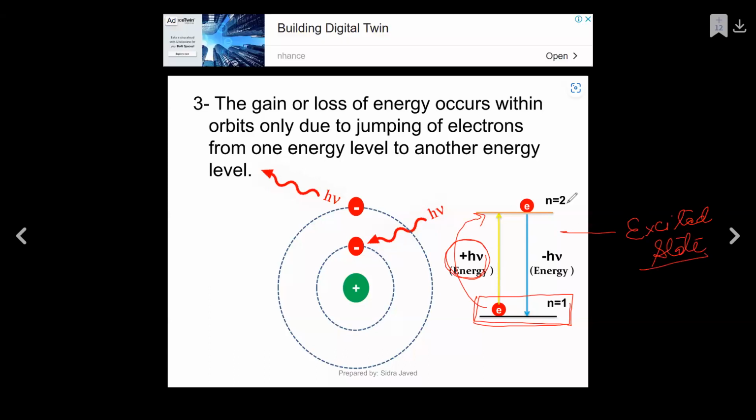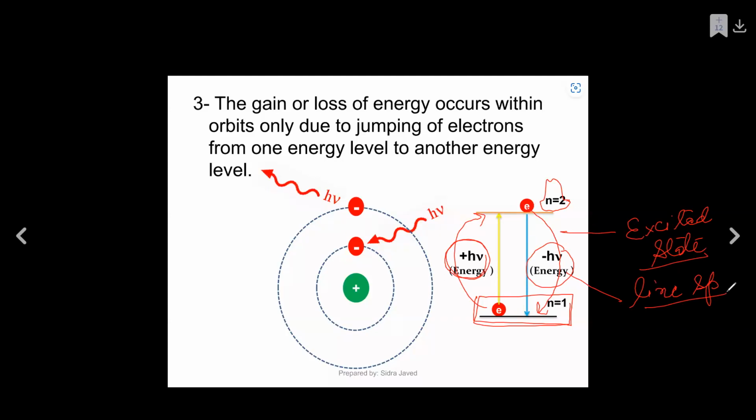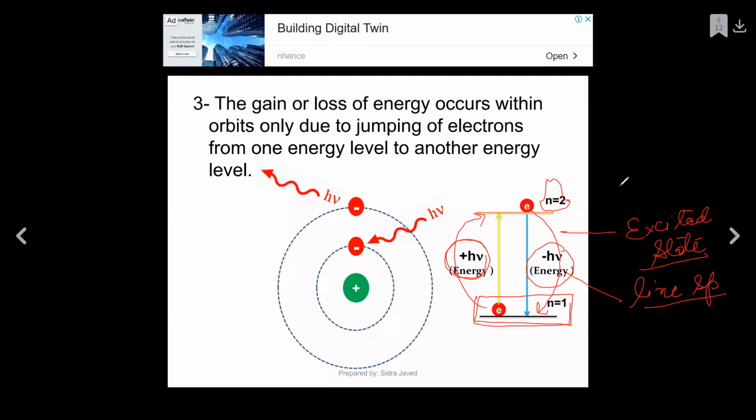And then the electron from the second energy shell jumps back to the first energy shell and it gives out the same energy, and this energy forms lines in the spectrum. Clear? Yes, sir.